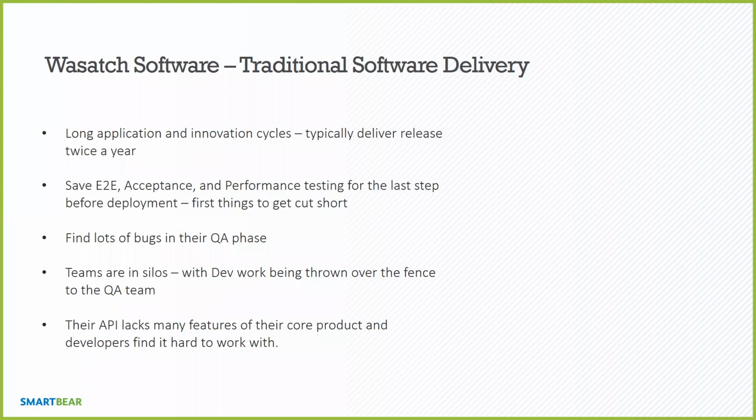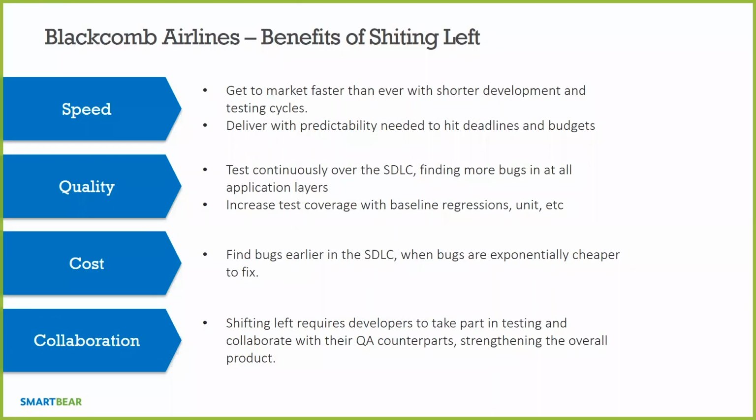But now let's take a look at companies who have changed their model, like Blackcomb Airlines, who have actually received the benefits of shifting left. And it goes back to those three qualities that we talked about earlier, those customer values: speed, quality, and cost. But in addition to those three, there's this aspect of collaboration, which is so essential to the shifting left concept.